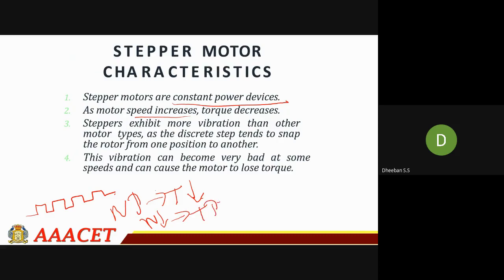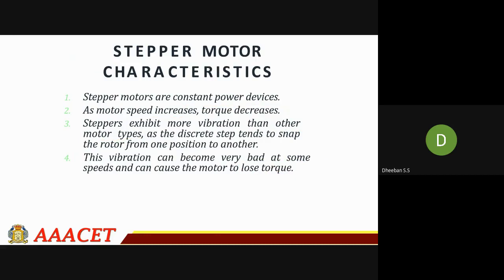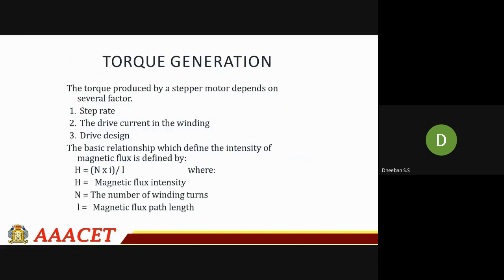So the stepper exhibits more vibration than other types of motors, due to the step angle movement that I have already told. This vibration can become very bad at some speeds and can cause the motor to lose torque. It is possible. So here comes the torque generation.